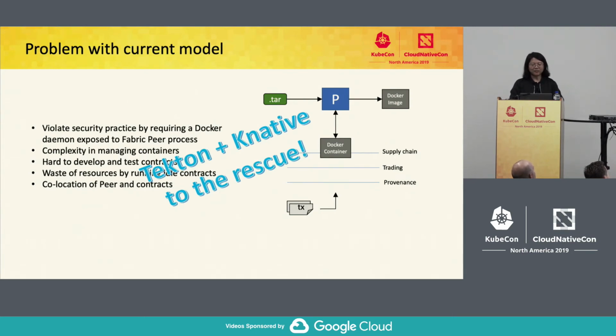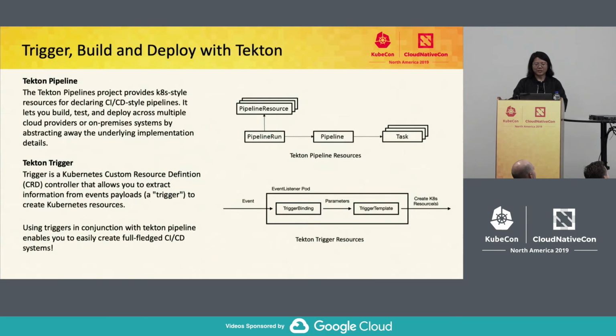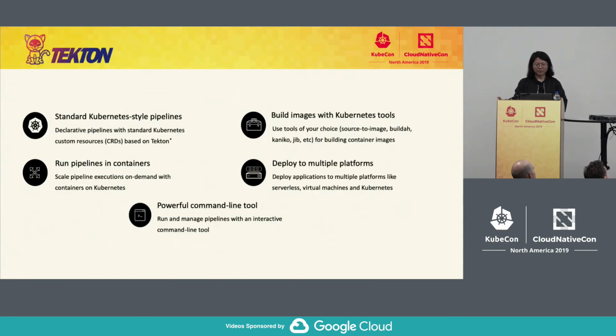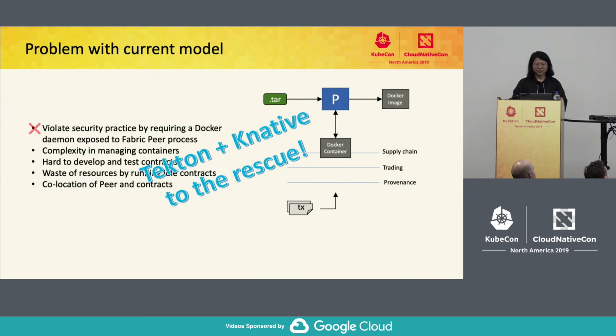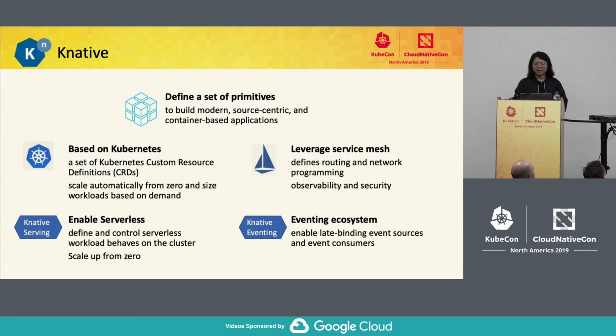So with Tekton, we are able to build images on the server side, which partially resolves the security issue caused by the Docker daemon. Also, with Tekton, we are able to create pipelines to build, deploy, and test the contract source code, which makes them automatic and improves the developer experience. So let's look at Knative.